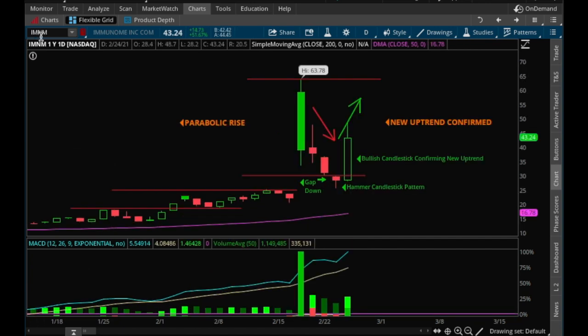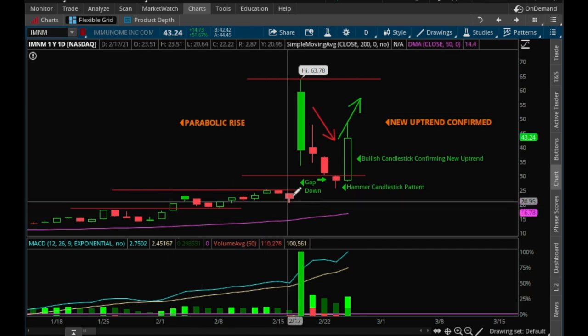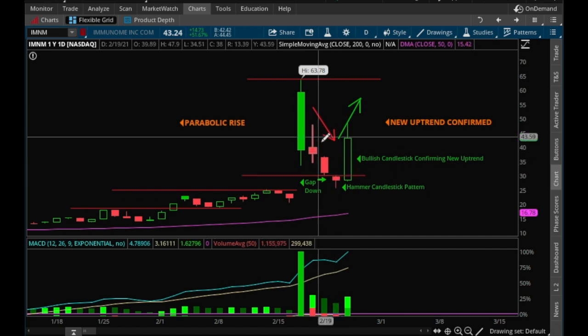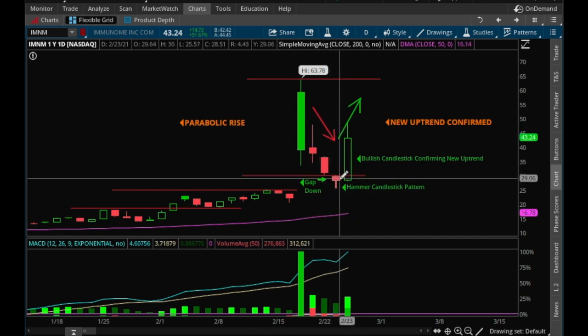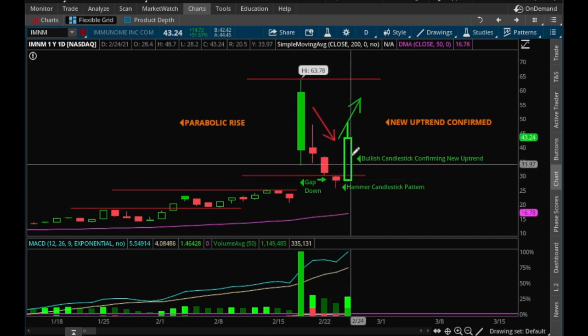Next up is Immunon Inc. or IMNM. Note the parabolic rise. It dipped as anticipated. It gapped down and formed a hammer candlestick on Tuesday. Today, it confirmed a reversal of a new uptrend.